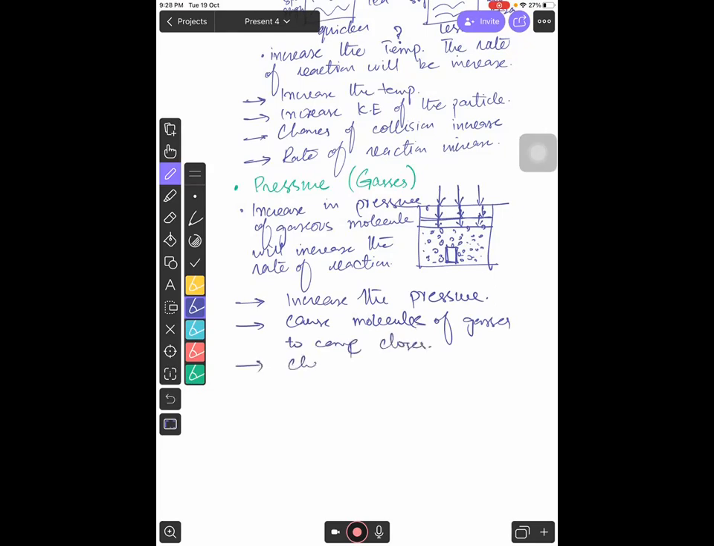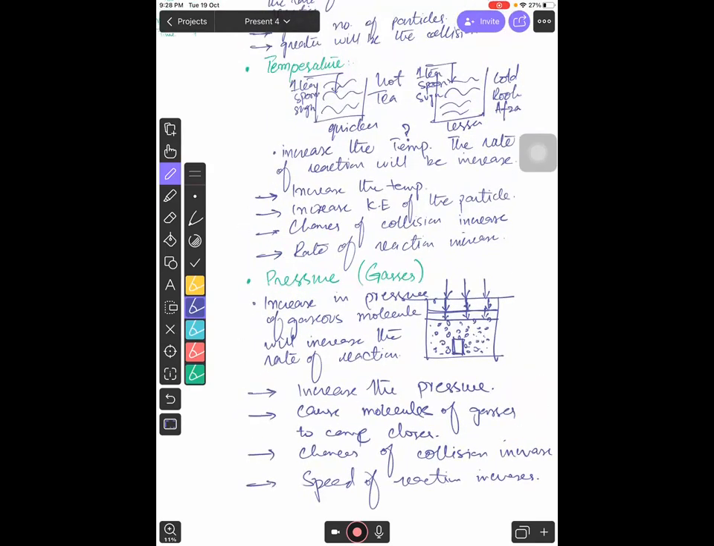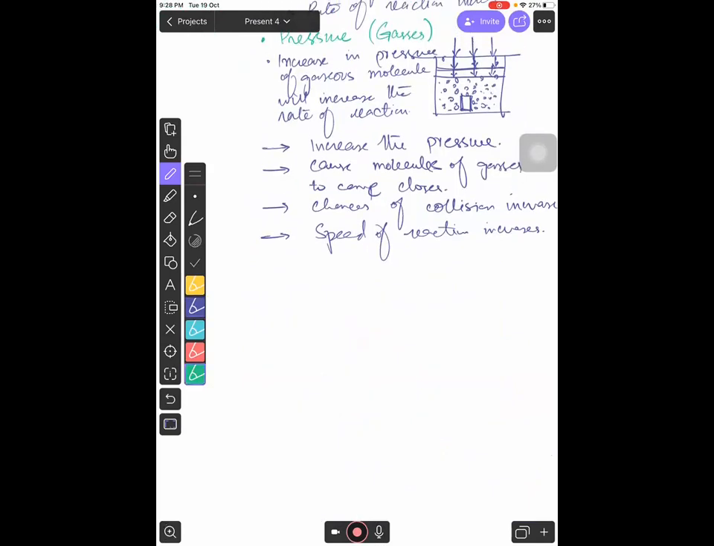Chances of collision increase, right? Hence the rate of reaction increases, or you can say that the speed of reaction increases. Is that clear? Yes. And the only thing that can affect the rate of reaction but not the productivity is the catalyst, right?